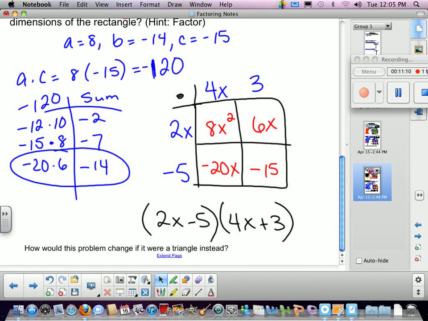And the question is, how would this problem change if it were a triangle instead? Right, so this is length and width. And again, we could switch those. It doesn't matter which one the length or the width is. So how would it change if it were a triangle? Be ready to discuss that tomorrow.